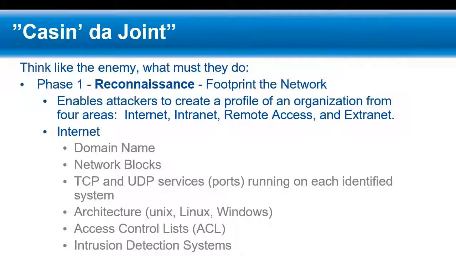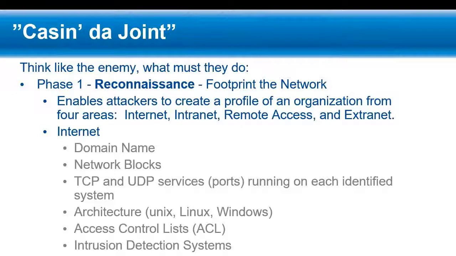The first phase technically used is reconnaissance. Think about casing the joint. You have to think like the enemy. What do they have to do? They have to footprint the network. That enables them to create a profile of your organization, and probably the easiest way is using network reconnaissance. That's probably the most important part of any attack.